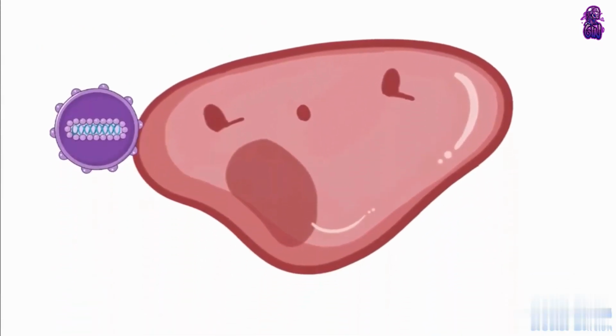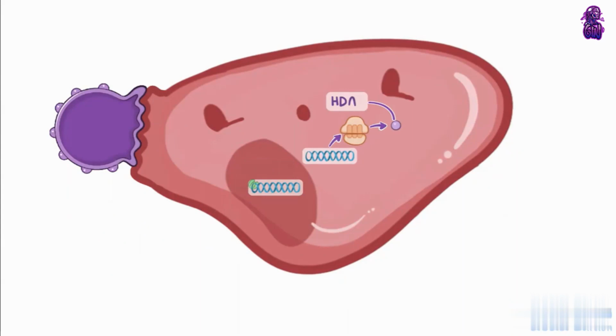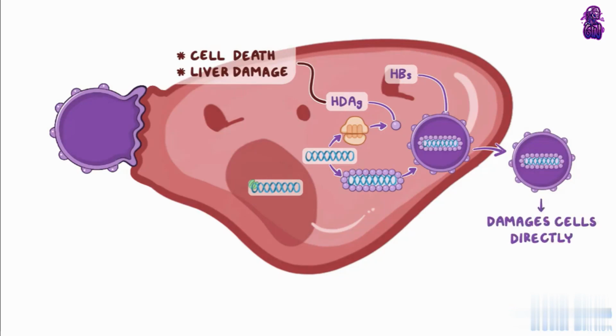Hepatitis D virus enters the cell and the nucleus in the same way. However, it uses the host cell's RNA polymerase to copy itself and the cell's ribosomes to create delta antigens. Viral RNA is packaged into the capsid, but in order to make a complete viral particle, it must use HBs antigen and get enveloped. It then leaves the cell. Now, delta antigens are harmful to the cell and cause cell death and liver damage. So unlike Hep B, Hep D damages the cells directly.